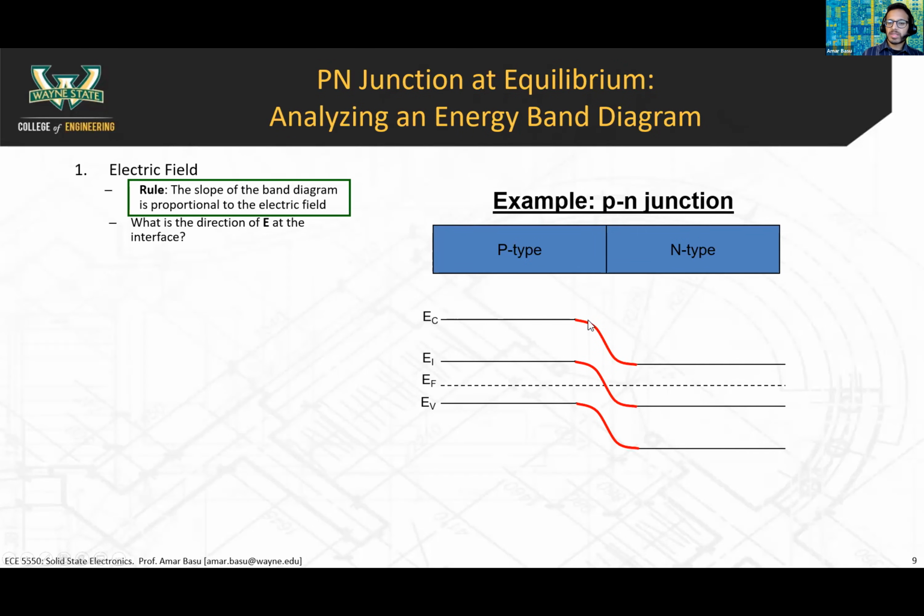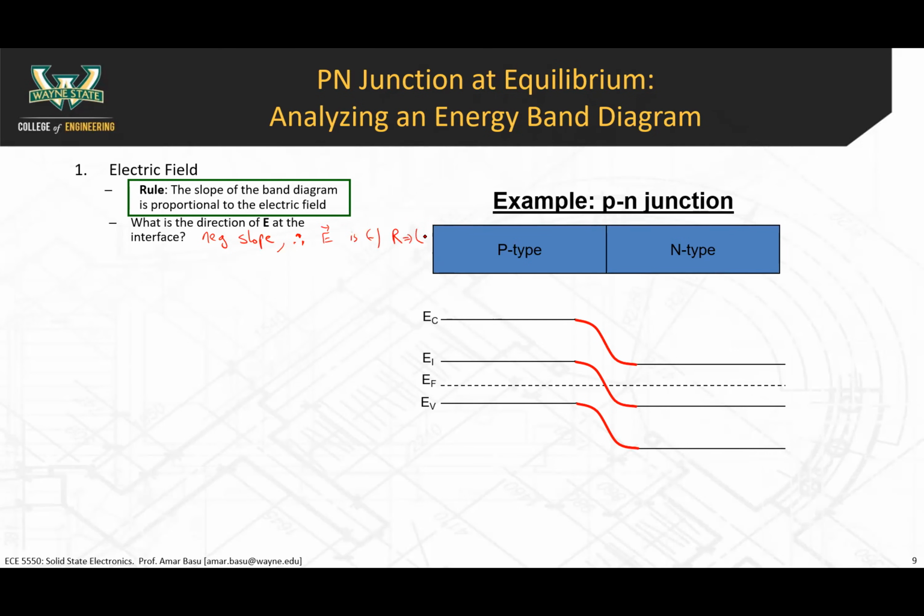Is this a positive or negative slope? Negative. It's a negative slope, right? So in this case, it's a negative slope. Therefore, the electric field is proportional to the slope, so the electric field is negative. Negative means it points from right to left.